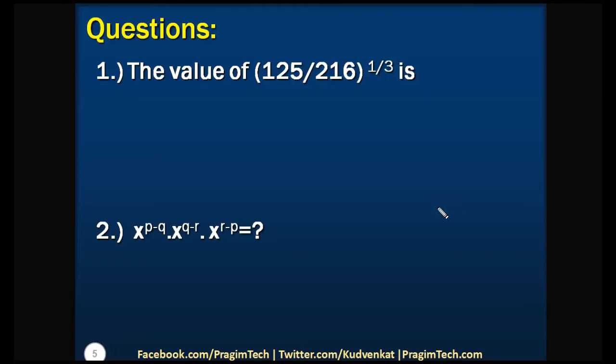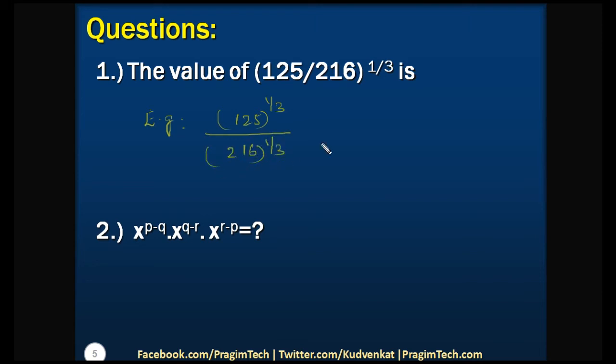The value of 125 divided by 216 to the power 1 by 3. As we know, from the laws of exponent, this exponent is applicable for both the numbers, right? So let us represent that as 125 to the power 1 by 3 divided by 216 to the power 1 by 3.